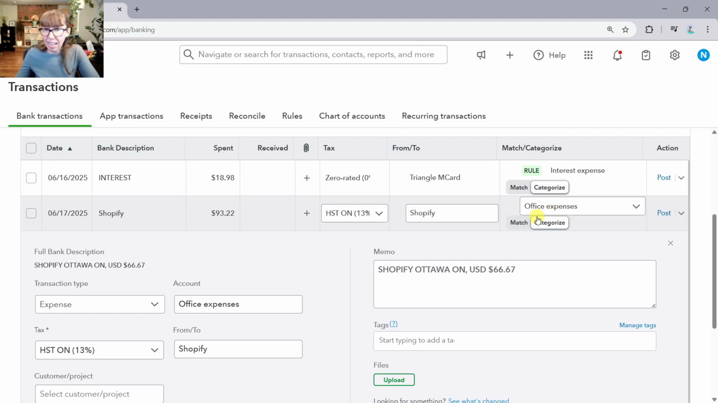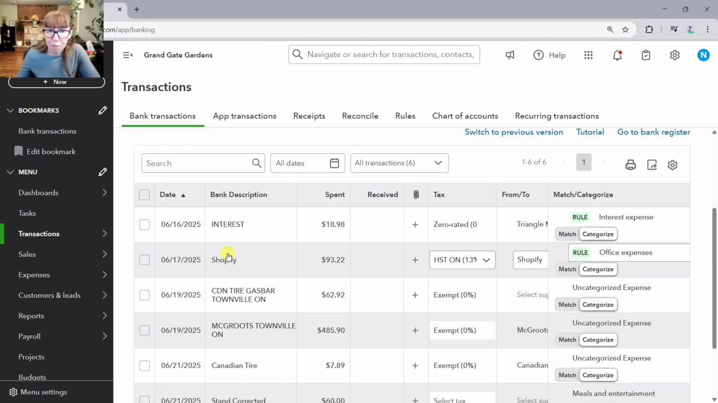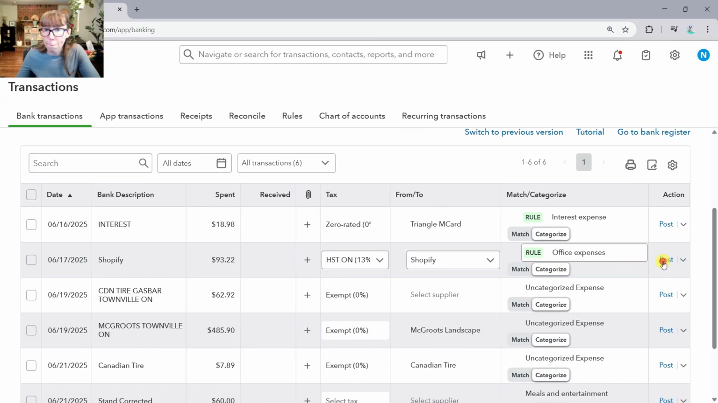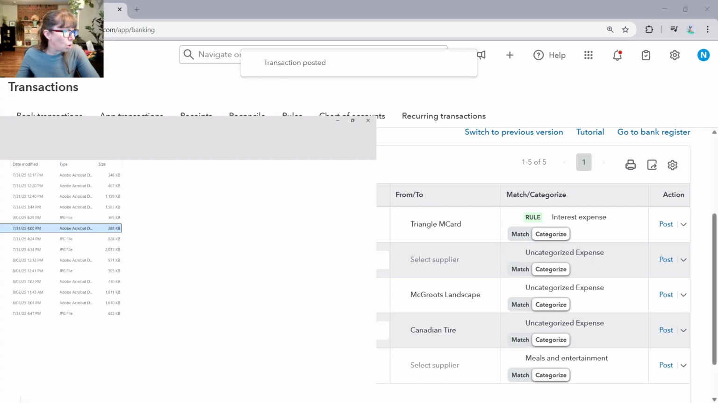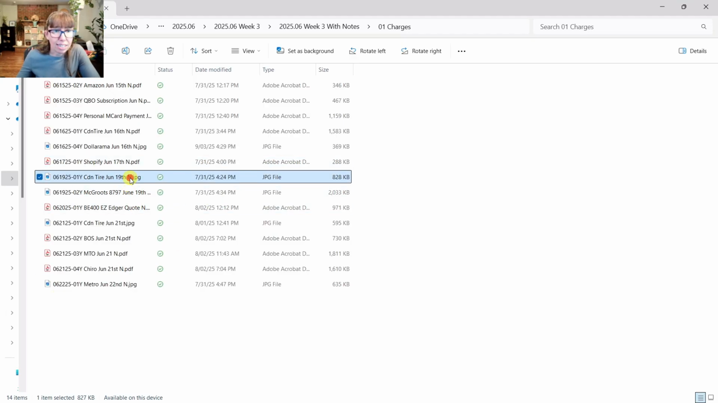And it doesn't say yet that it's a rule. Let's refresh and see if it does. Yep, now it's happy. There's its rule. We're going to go ahead and post. So over here, post. Excellent. So now we have the Shopify in. What is the next one up?